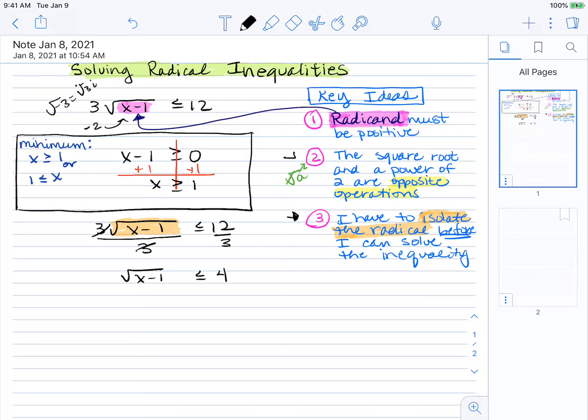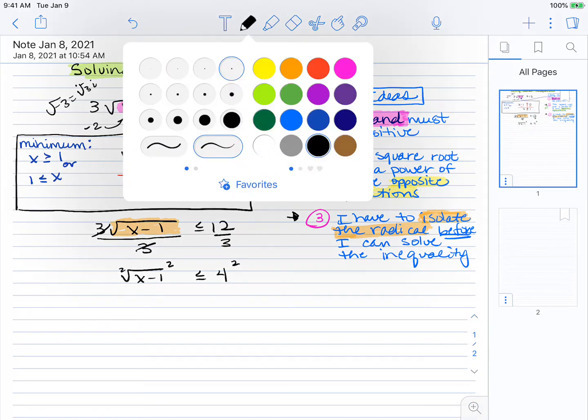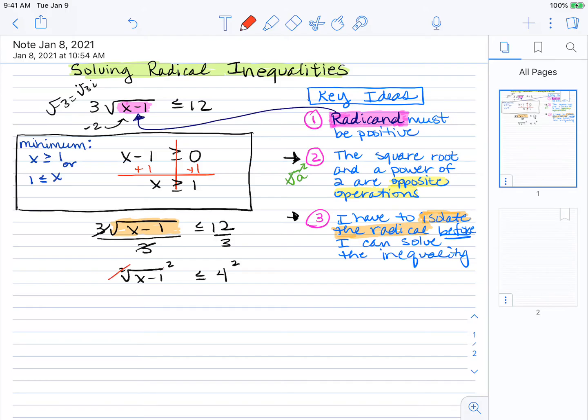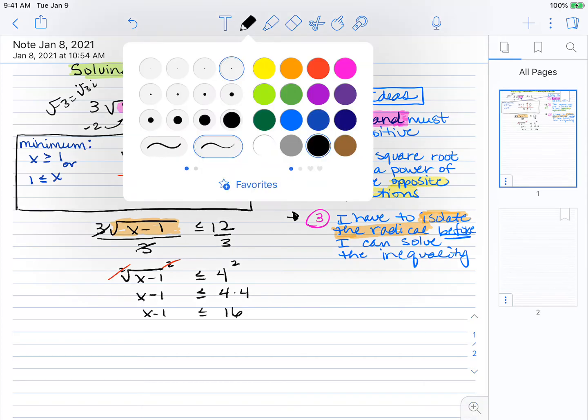So now I'm back up here to this idea that my inverse operations are the square root and the power of 2. So I know the index here is 2, so I can undo that by doing a power of 2, and what I do to one side I must do to the other. And that means that these will cancel out, and that's going to give me my x minus 1 less than or equal to 4 squared, which is 4 times 4, or x minus 1 is less than or equal to 16.